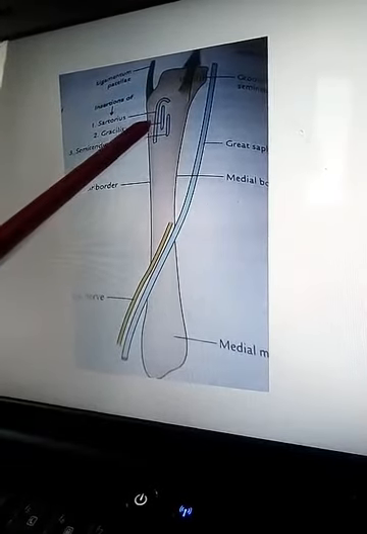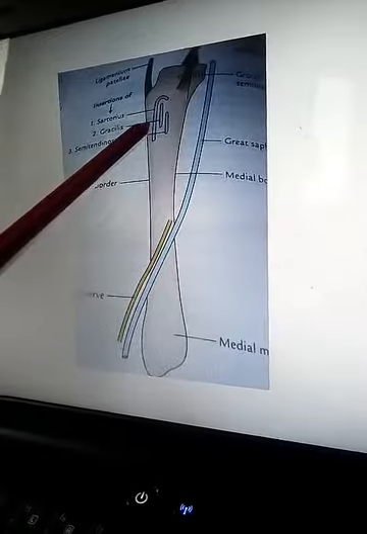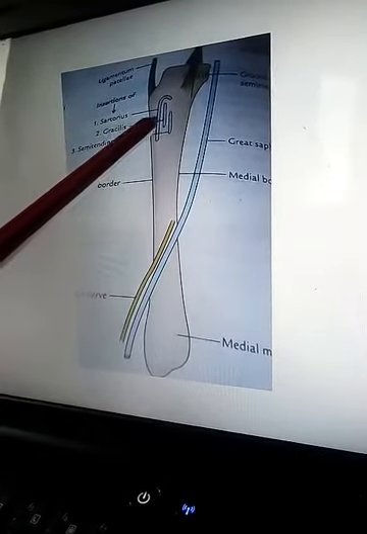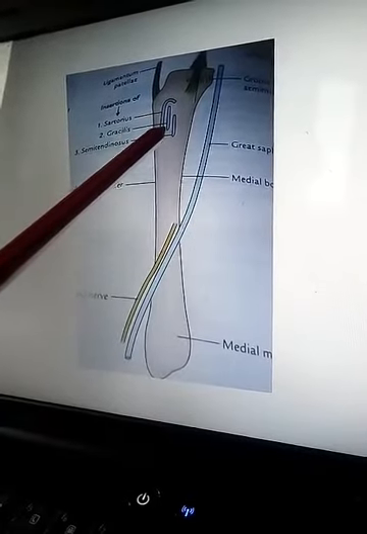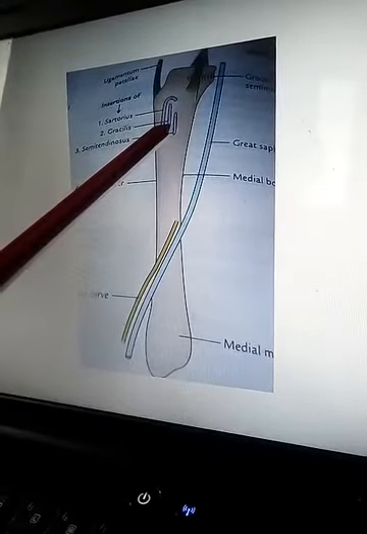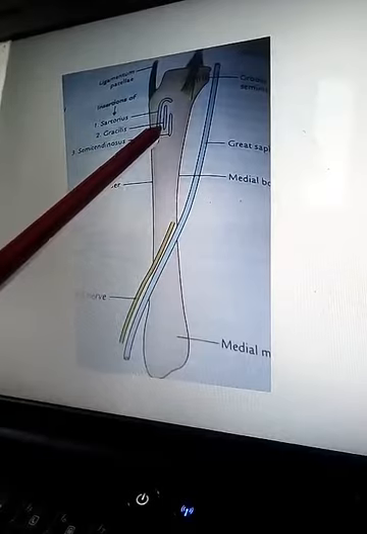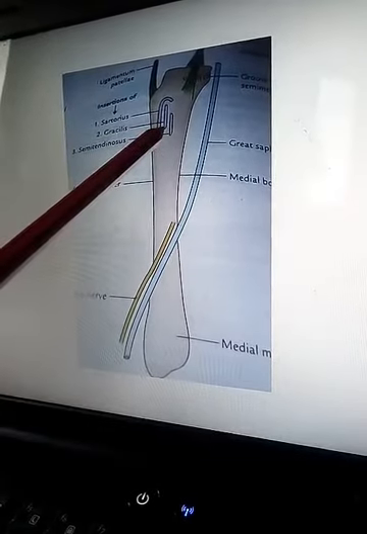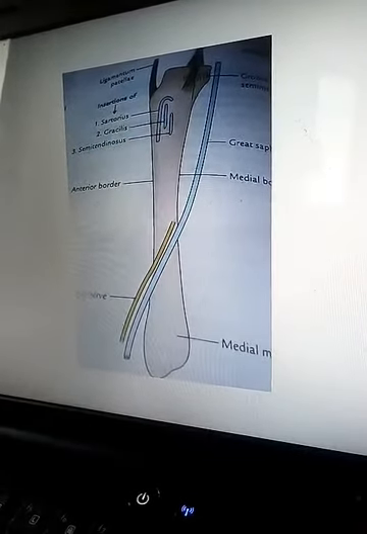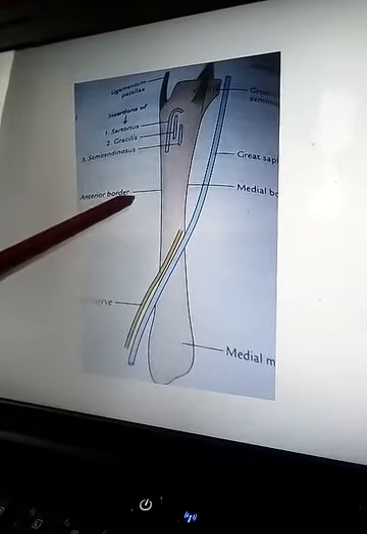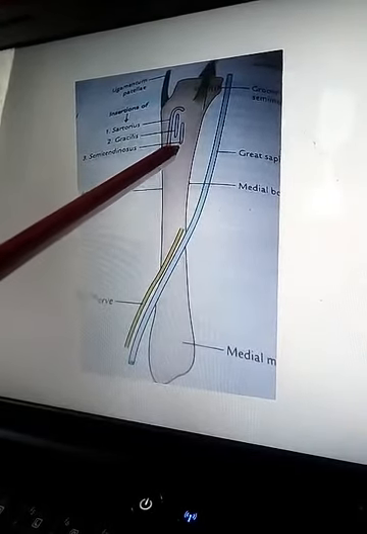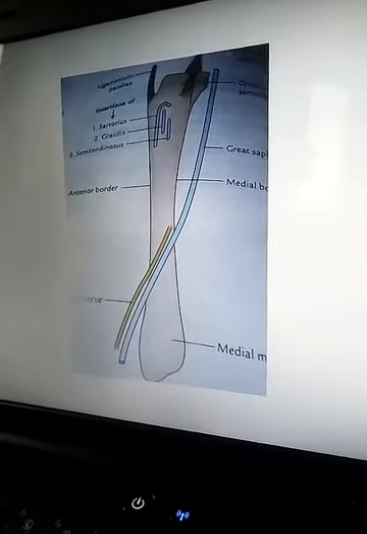Sartorius belongs to the anterior compartment of the thigh and is supplied by the femoral nerve. Gracilis is a muscle of the medial compartment of the thigh and is supplied by the obturator nerve. And semitendinosus corresponds to the posterior compartment of the thigh and is supplied by the sciatic nerve. Now, what are guy ropes?